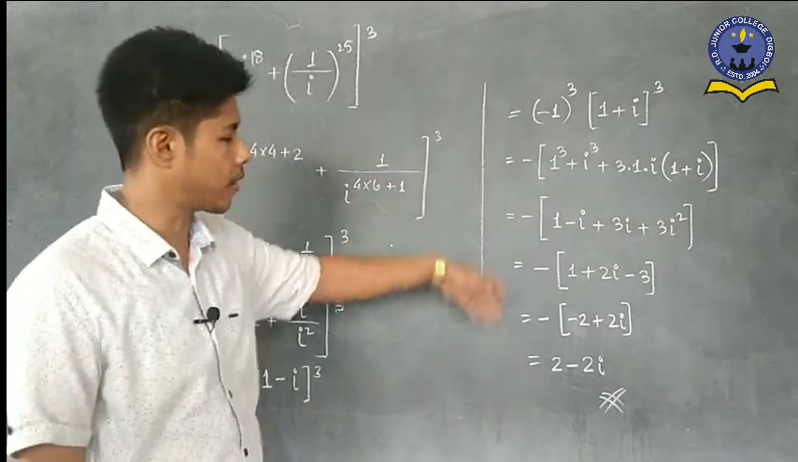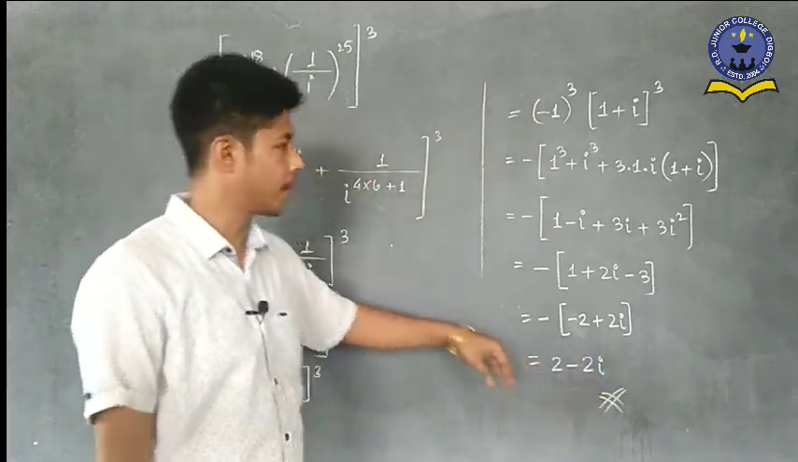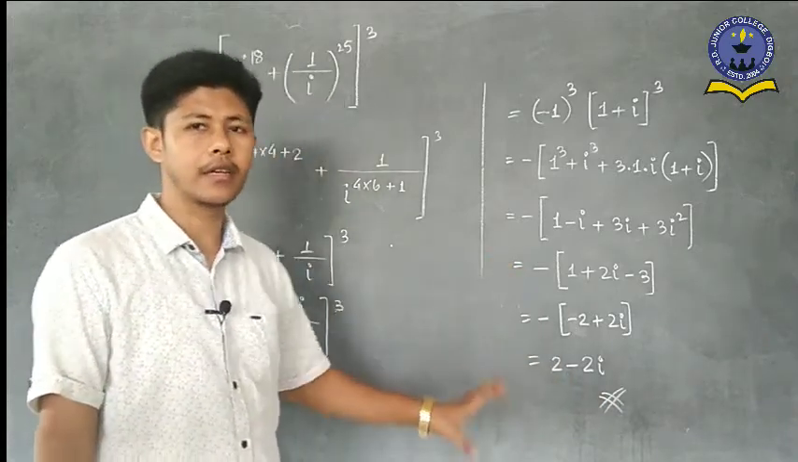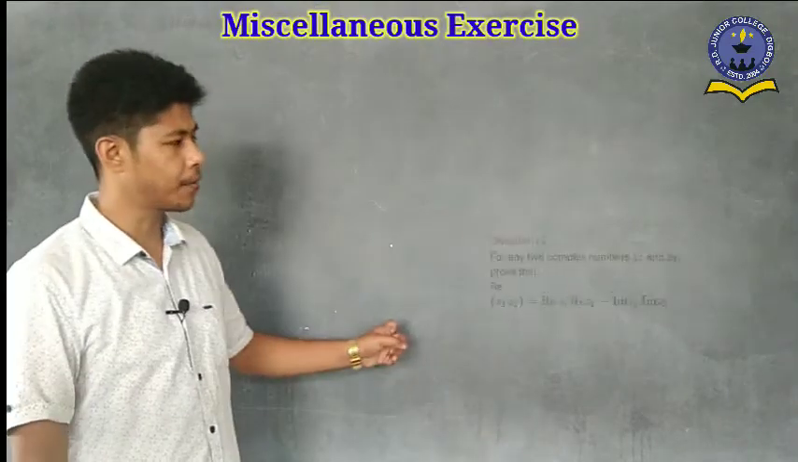This one is only the calculation part here. So if you understood, then you can skip a few lines from here. Is it clear? Okay, now the next question is question number 2 here.